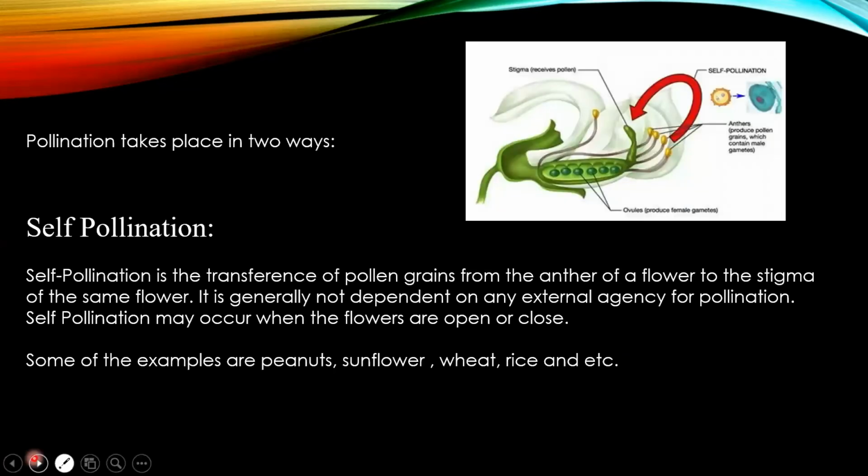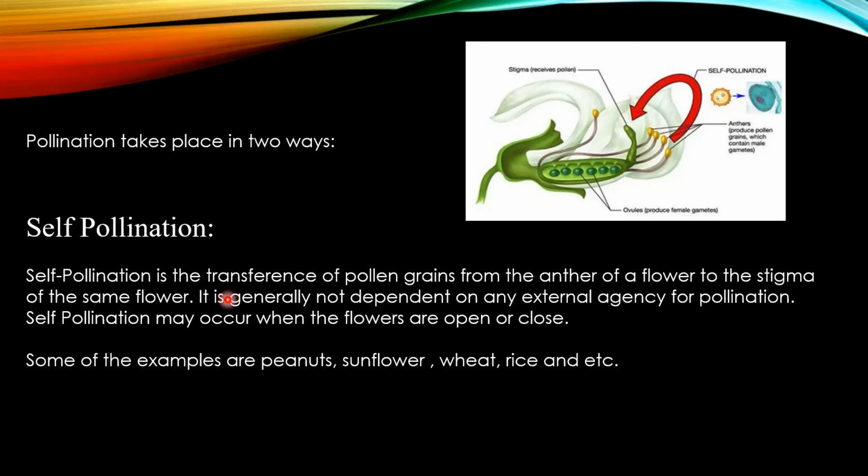Pollination takes place in two ways. The first way is self-pollination. Self-pollination is the transference of pollen grains from the anther of a flower to the stigma of the same flower. It is generally not dependent on any external agency for pollination. Self-pollination may occur when the flowers are open or closed. Some of the examples are peanuts, sunflower, wheat, rice, etc.